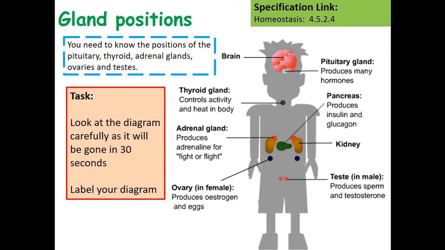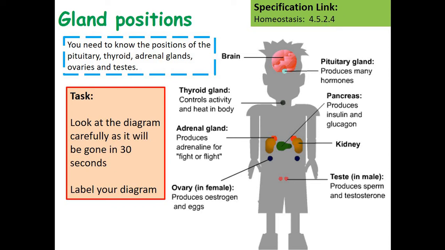Now, we're thinking about gland position here, and where the key glands are. The pituitary gland produces many hormones, which then can have an effect on other glands. So the pituitary gland can affect the adrenal gland, for example. And the pituitary gland produces lots of hormones and some key hormones in the menstrual cycle. So it's important to know where these glands are and what they produce.